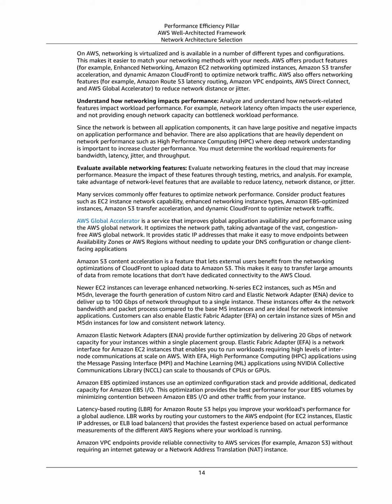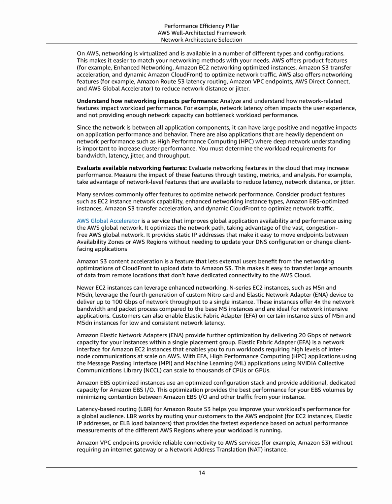AWS Global Accelerator is a service that improves global application availability and performance using the AWS Global Network. It optimizes the network path, taking advantage of the vast, congestion-free AWS Global Network. It provides static IP addresses that make it easy to move endpoints between availability zones or AWS regions without needing to update your DNS configuration or change client-facing applications.